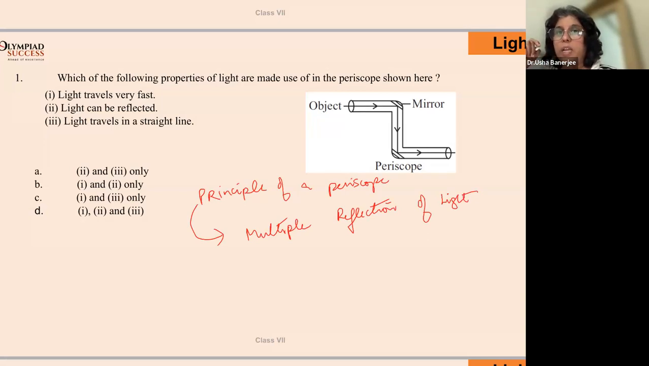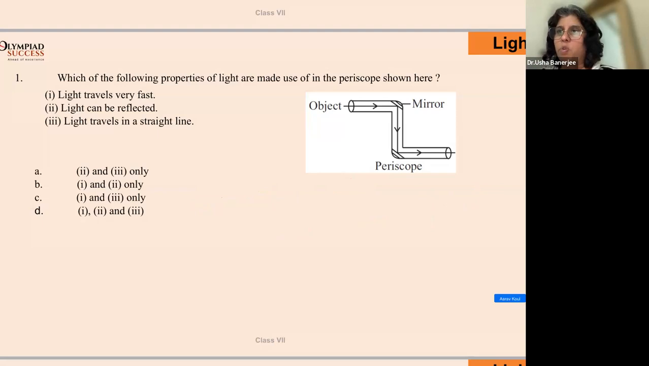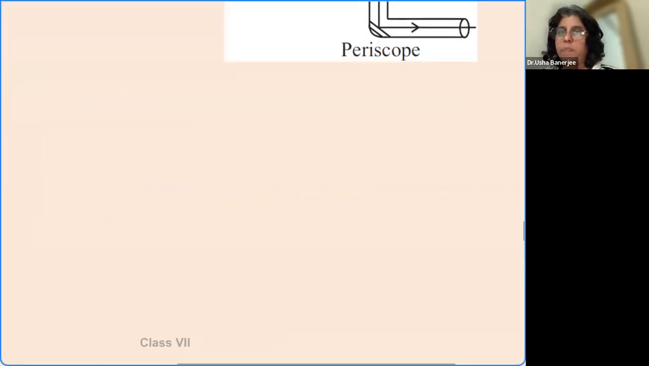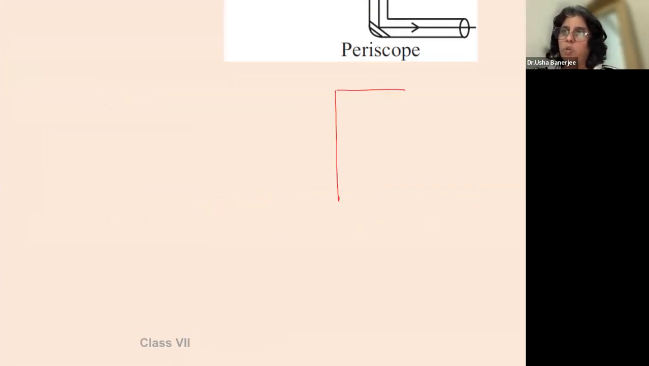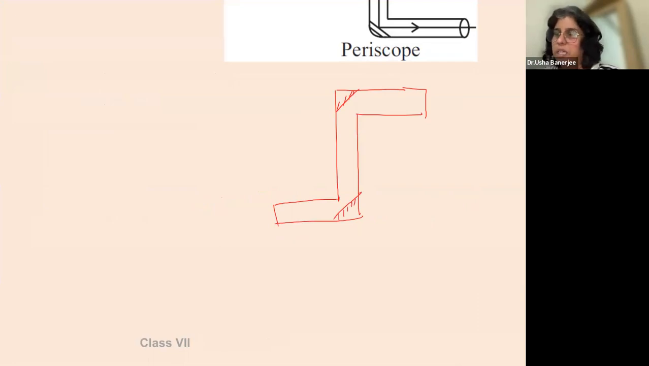Okay. So in a periscope, I'm just zooming this a bit more. I need some space. So in a periscope, suppose I'm drawing a periscope like this. I needed to explain it. There is a plane mirror kept here, and there is a plane mirror kept here. Now this angle is 45 degrees and this angle is 45 degrees. Similarly, this angle is 45 degrees. So this is the principle of the periscope.